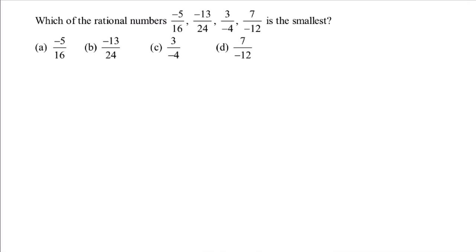Hey everyone, it's a question from rational numbers. The question is, which of the rational numbers, and here we have four rational numbers, is the smallest one? And we have four options.